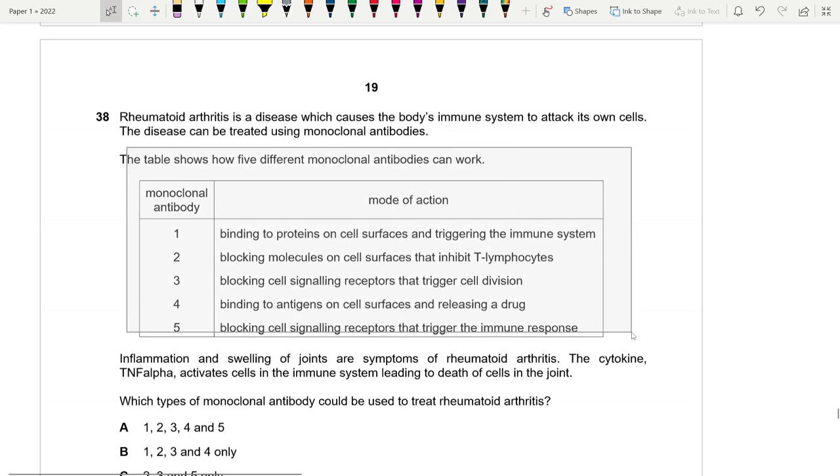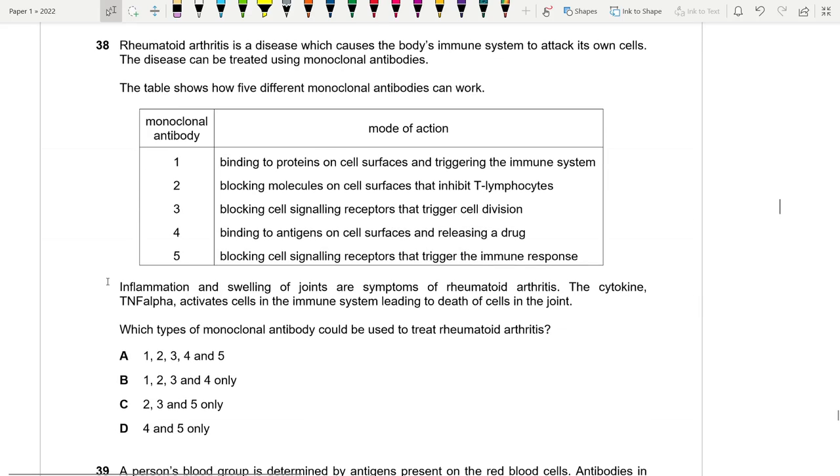The table shows five different monoclonal antibodies and how they work. Inflammation and swelling of joints. We use the drug CTLA-4. So let's see, inflammation and swelling of joints are symptoms of rheumatoid arthritis. The cytokine TNF-alpha activates cells in the immune system, leading to death of cells in the joint. It affects the joint, mainly joint pain, morning stiffness.